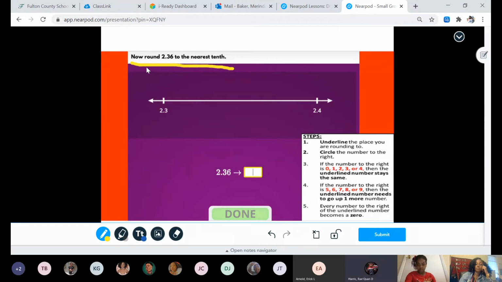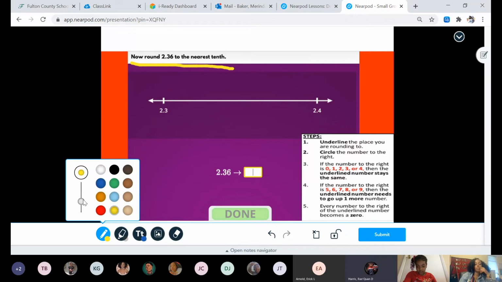Now round 2 and 36 to the nearest. By the way, 36 what? Hundredths, yes. 2 and 36 hundredths rounded to what? The nearest tenth. Thank you. Thank you so much, Raekwon.